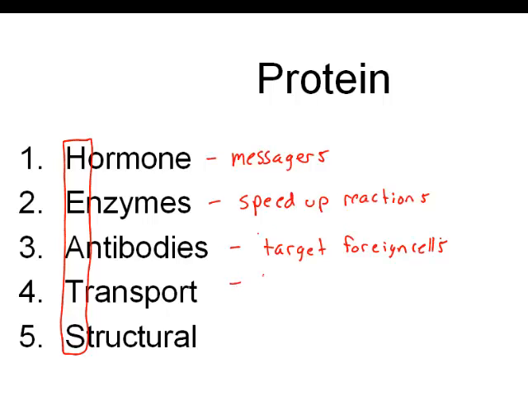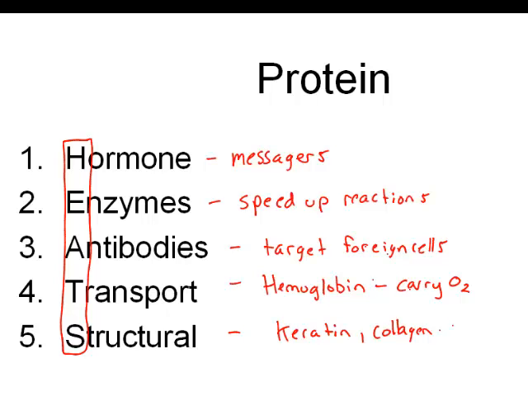Transport, things like hemoglobin is a transport protein, and what this does is these ones carry oxygen. And then structural ones are pretty important, things like keratin. We have things like collagen, which is in your skin to give it some structure. You know those people that get those collagen implants and look like they have big slugs on their lips? Yeah, that's collagen. Might have spelled that wrong.